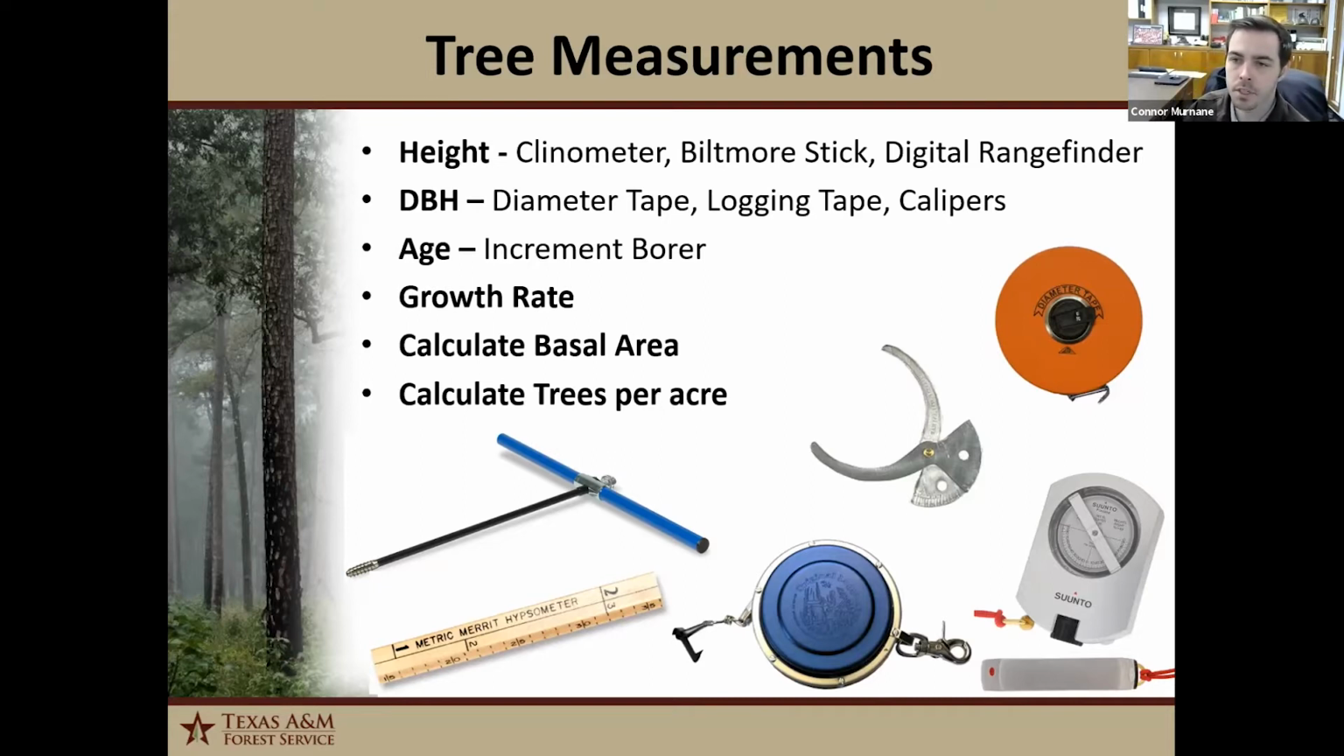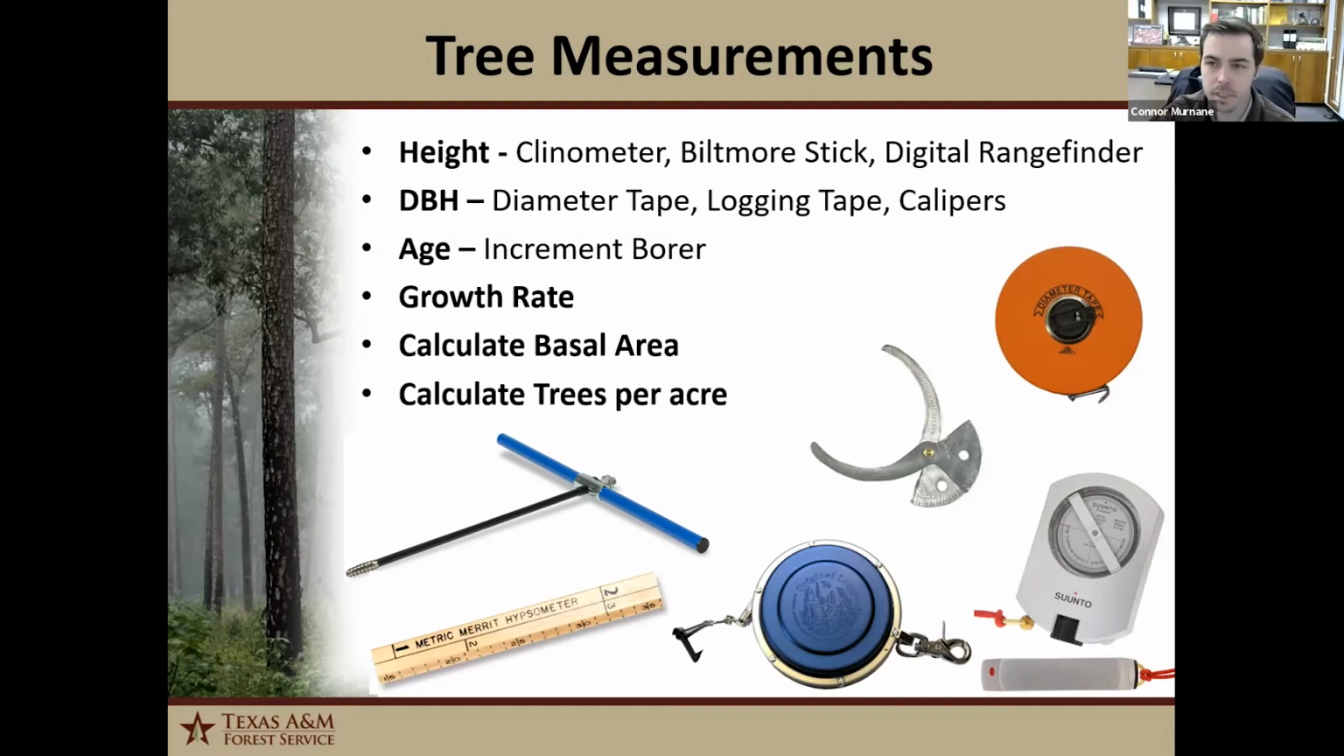And then you will also take merchantable heights. There are limits to what the mills can take, and the merchantable height is typically capped at a certain diameter size, or if there's a crook or a swoop in the tree trunk itself, that will determine your cutoff point for merchantable height.